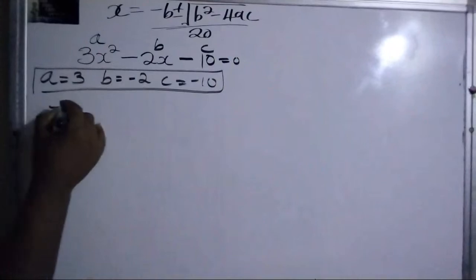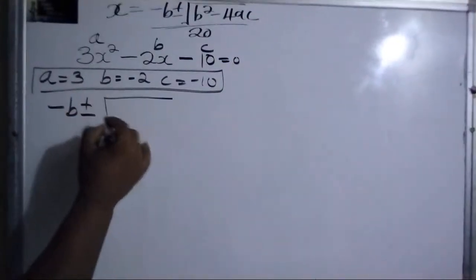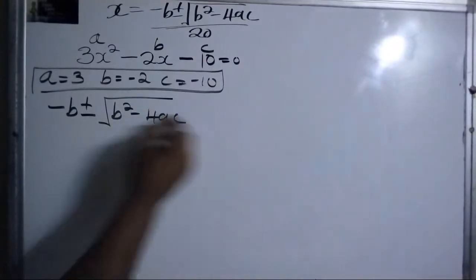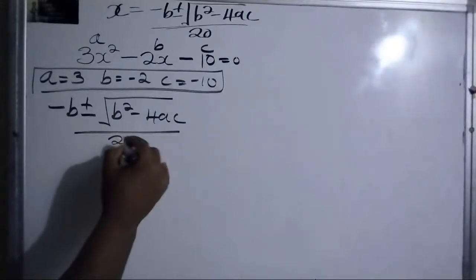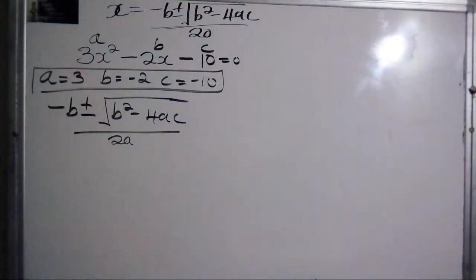So the equation says minus b plus or minus the square root of b squared minus 4ac all over 2a. So we're not doing anything yet. We just write back the formula. Let us substitute the values now. We know that a is going to be 3, b is going to be -2, and c is going to be -10. So anywhere we see those letters, we're going to substitute it.